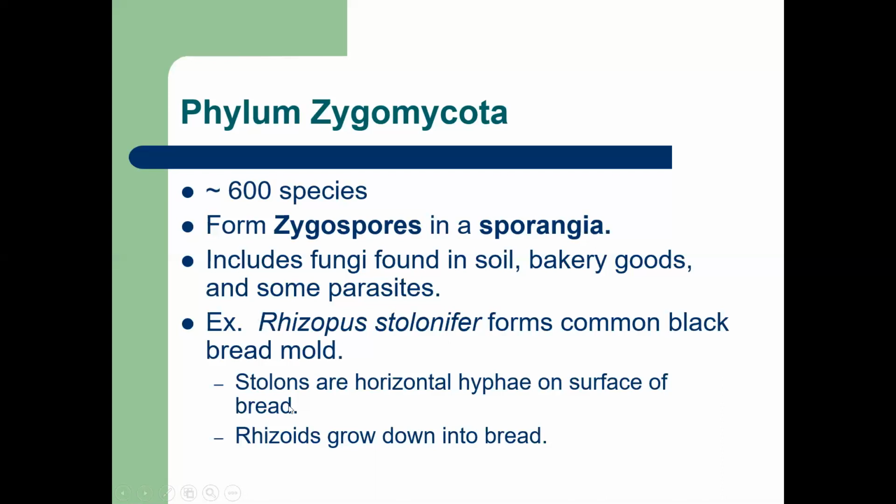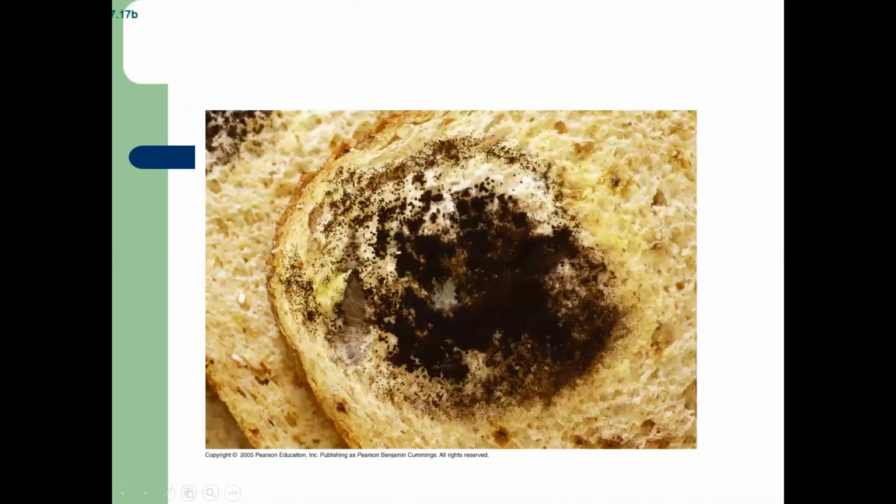So these are, again, terms. They're going to parallel each other. Okay, we're going to have the horizontal growth, and you're going to have the down into the bread or plant, for plants into the ground, into the soil growth. So go ahead and get yourself familiar with those, and you'll be ahead of the game again when we get to plants. Here's a picture of our Rhizopus stolonifer.